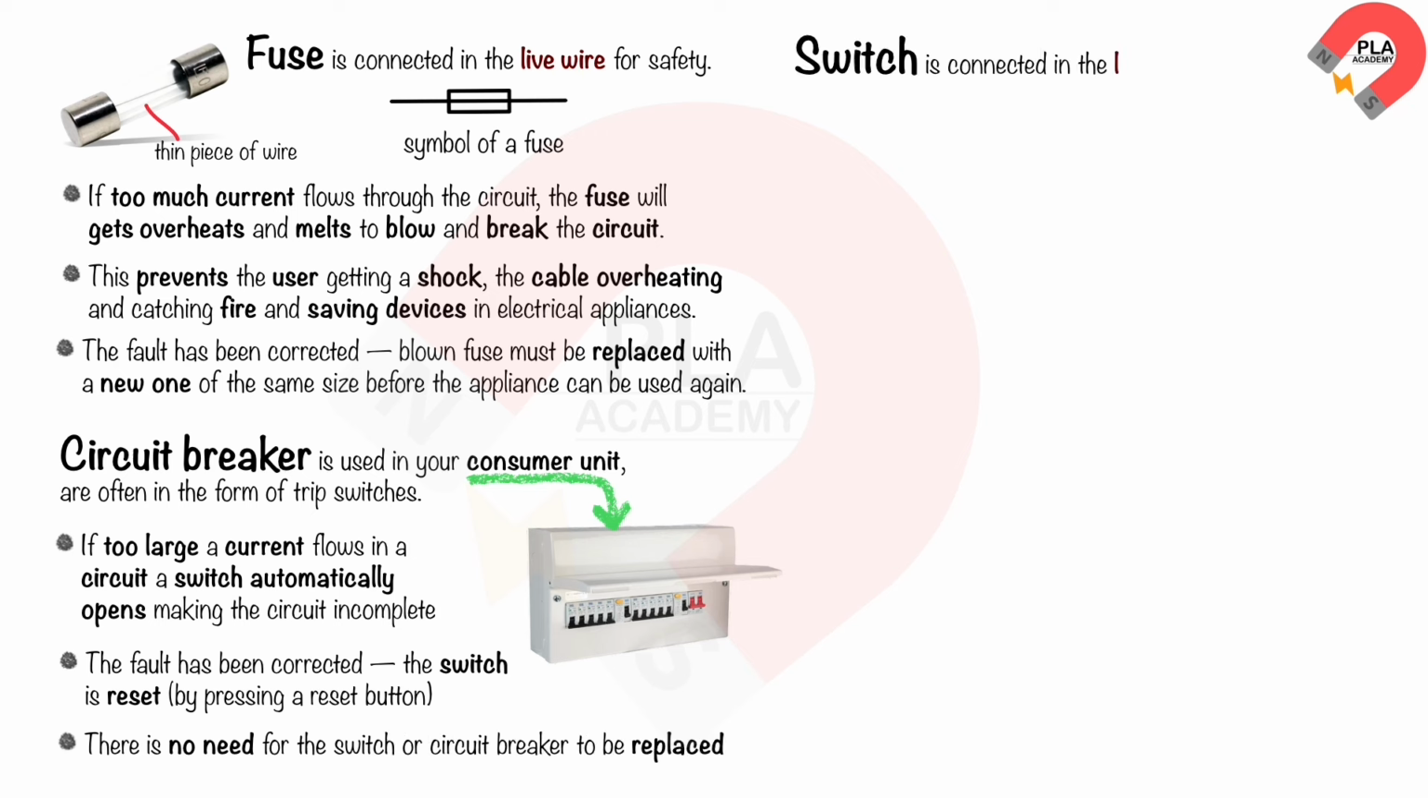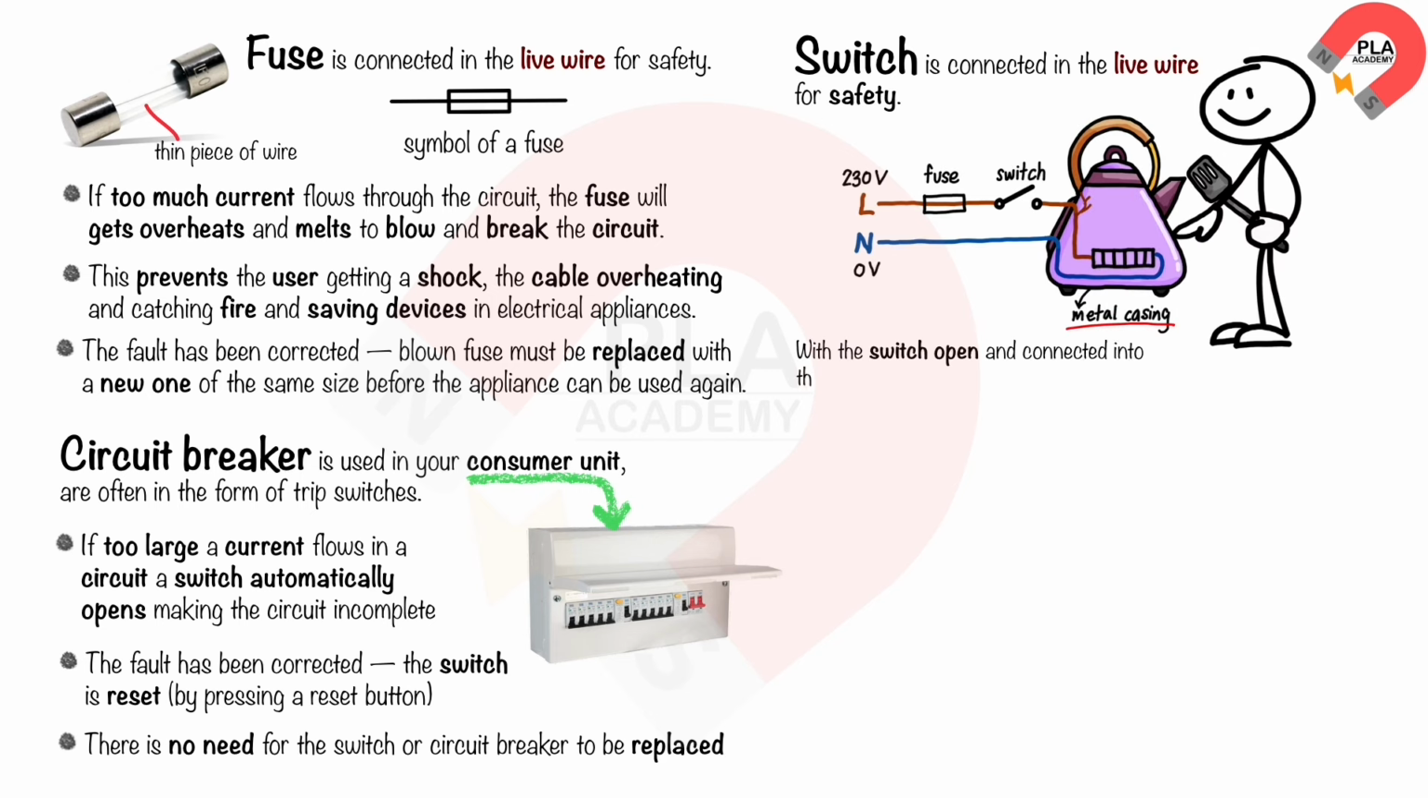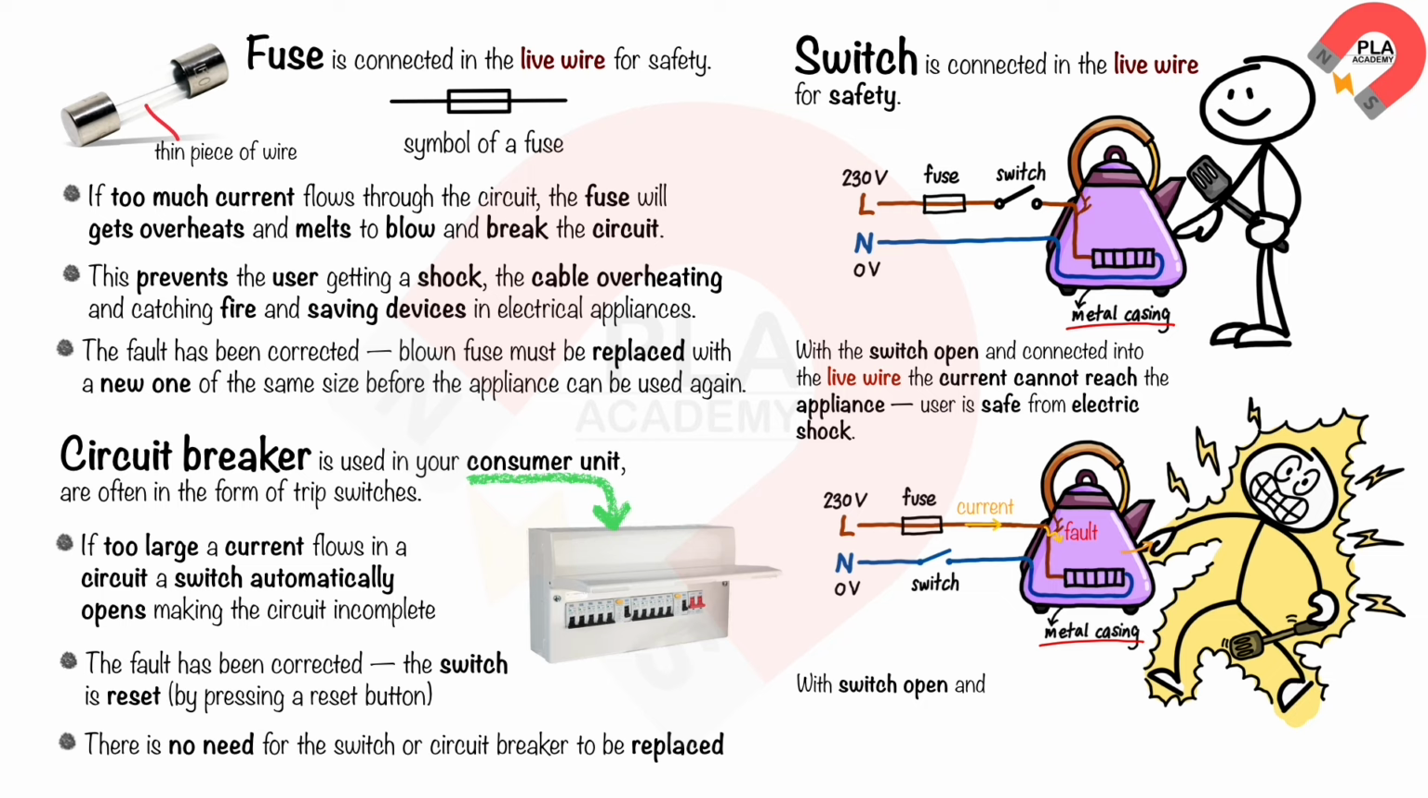A switch is connected in the live wire for safety. With the switch open and connected into the live wire, the current cannot reach the appliance. The user is safe from electric shock. With the switch open and connected into the neutral wire, the current can reach the faulty appliance. The user is not safe from electric shock.